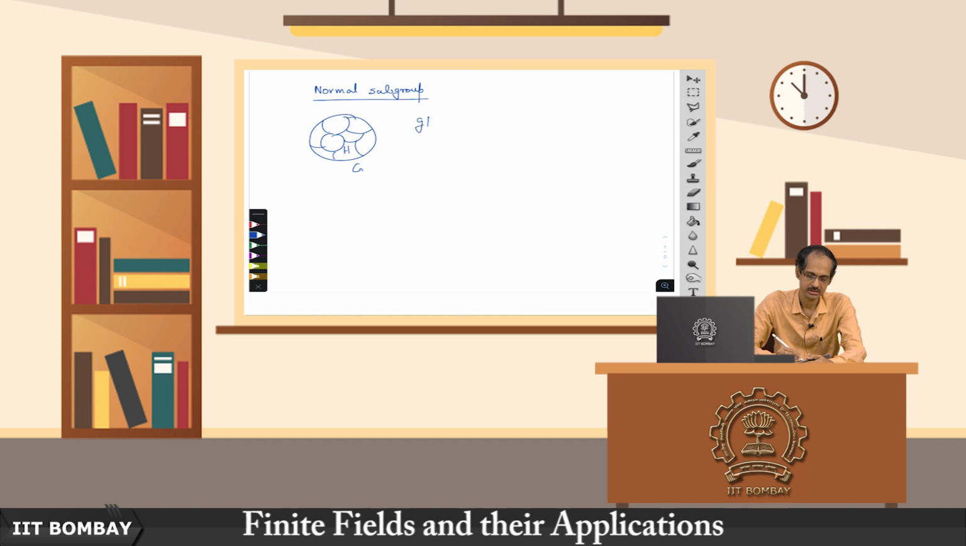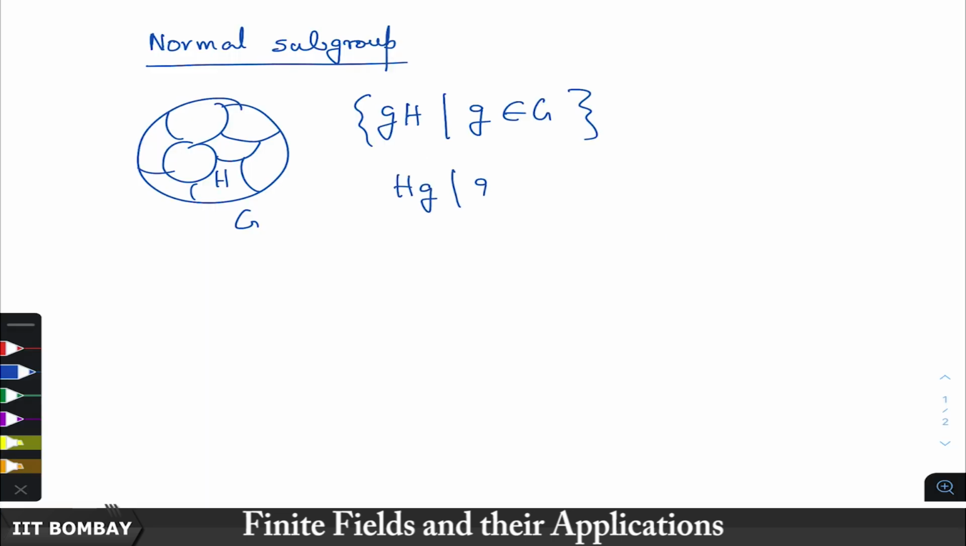So, gH, the set of such left cosets where g belongs to G, may be different from the right cosets Hg where g belongs to G, and the right cosets may look quite different. The coset H itself is the same, but the other cosets may be quite different.